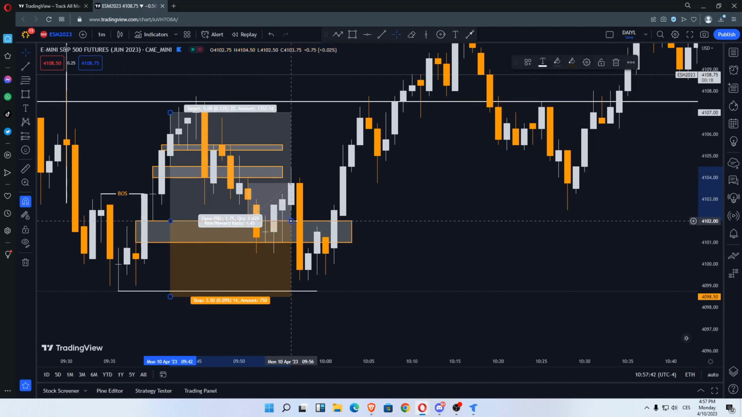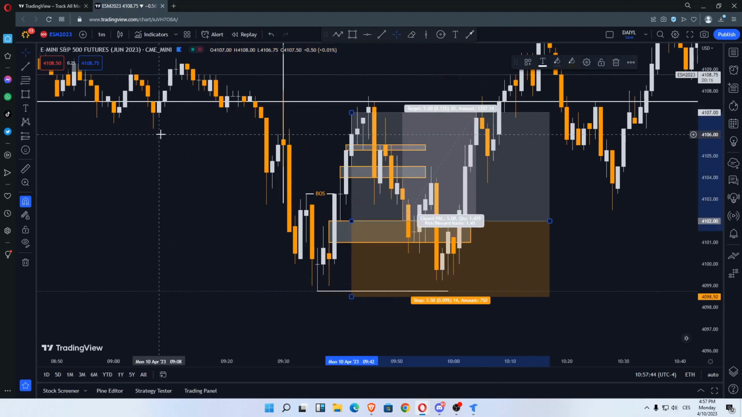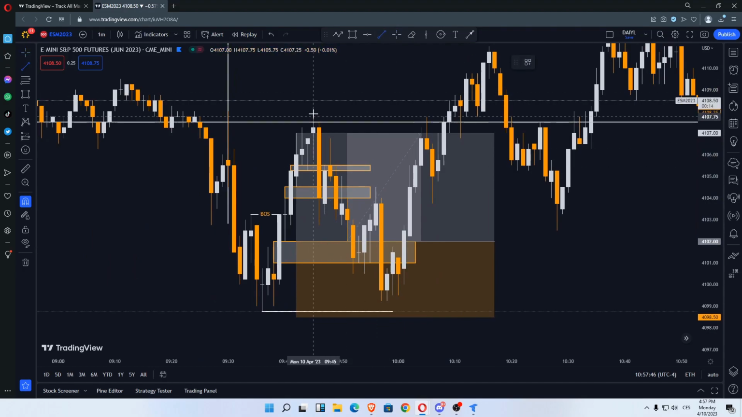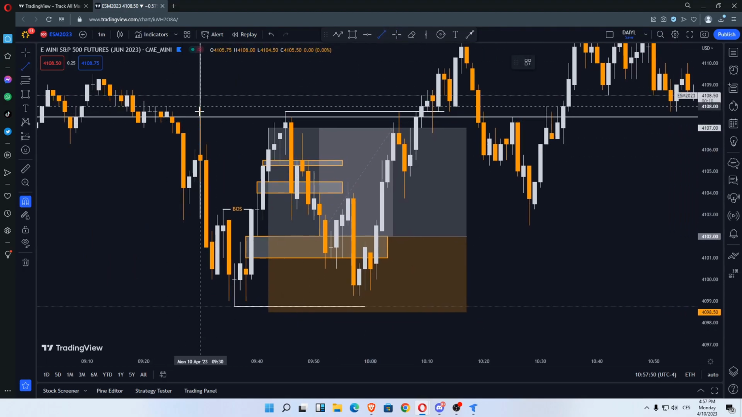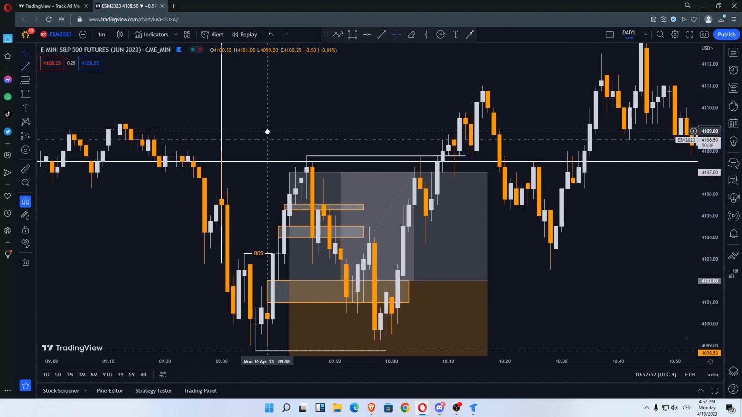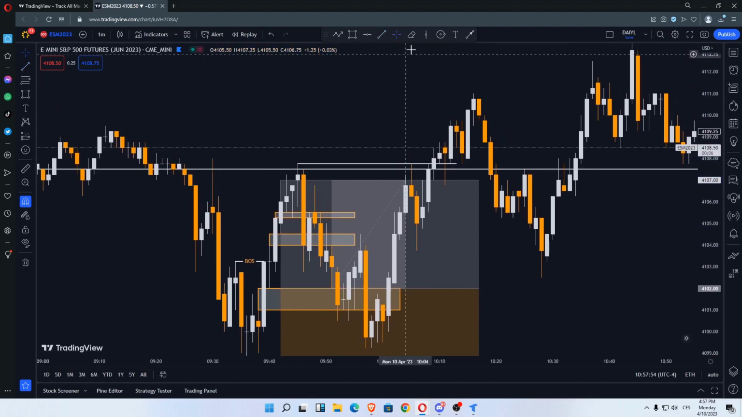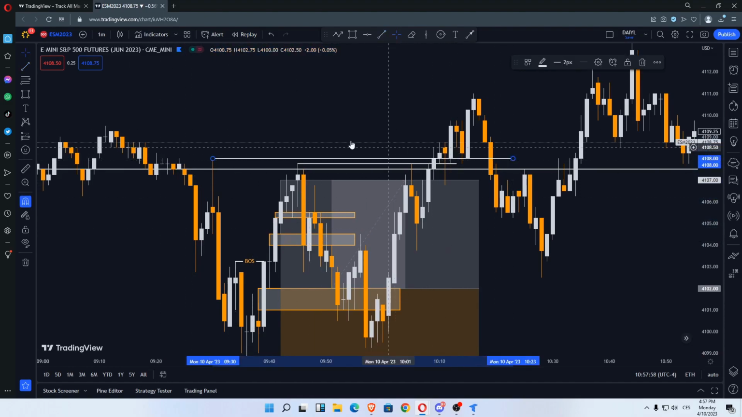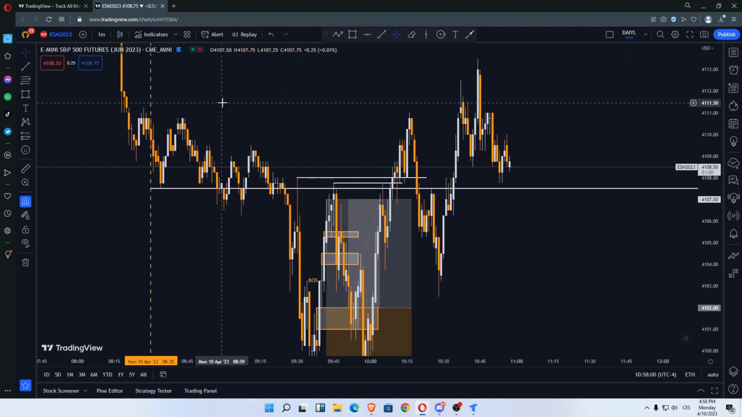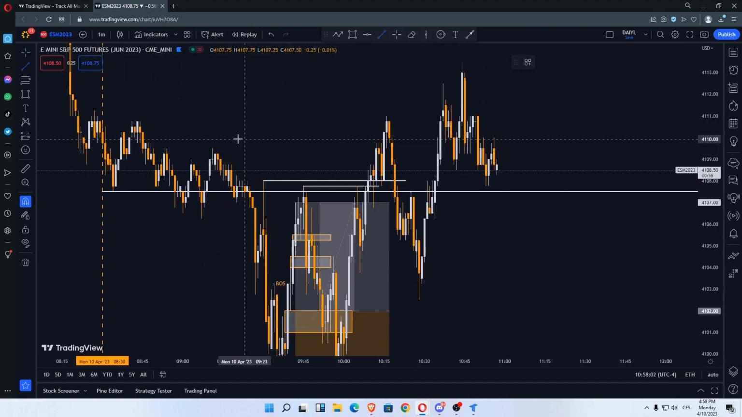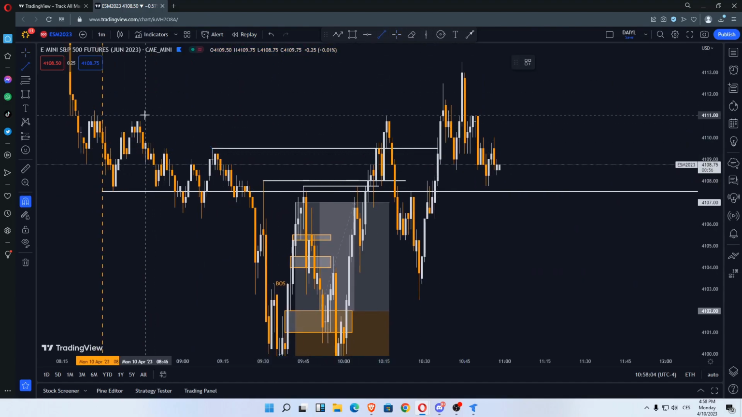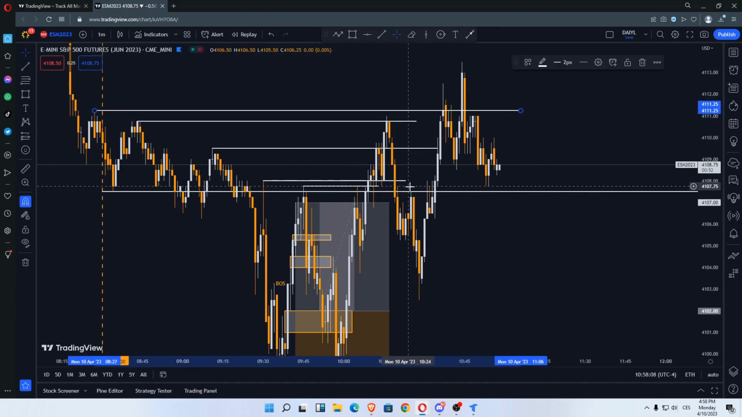And targeting 5 handles first. Then you could target this liquidity here, then the one you cannot see right now. You got this opening high here, which you could have also targeted, and then liquidity pools right around this. So you can see you could have targeted a lot of levels.